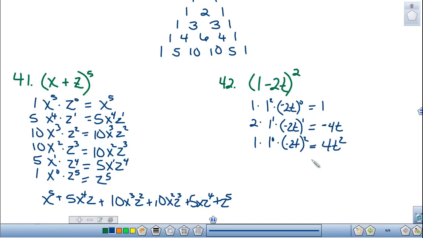And then finally you're going to have 1 times 1, and then negative 2t, quantity squared, is equal to positive 4t squared. So if you now write these in a horizontal format, you're going to get 1 minus 4t plus 4t squared. And you may want to reverse the order there, because we like to see our polynomials written in descending order. Make sure the preceding sign there stays the same. And that is what you would get if you were to multiply out these two binomials together. And that concludes this lesson.